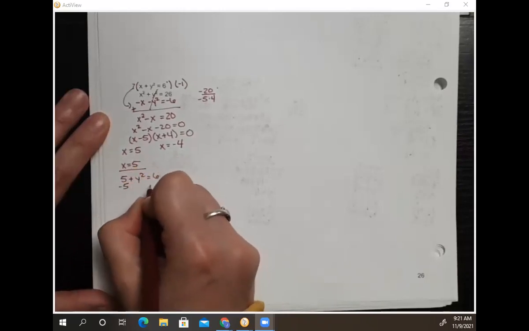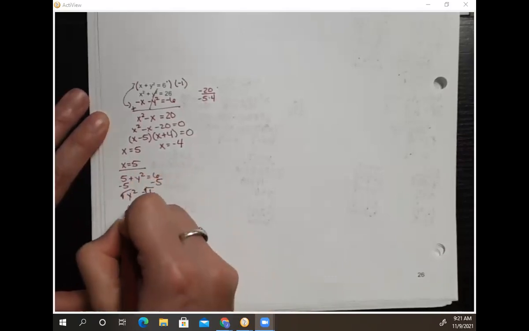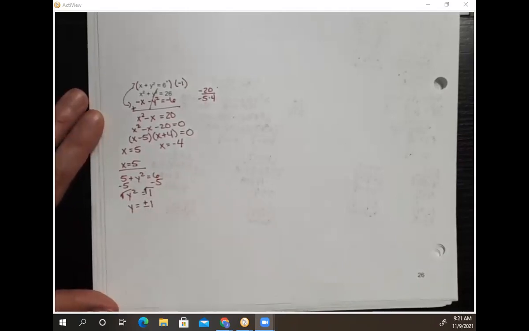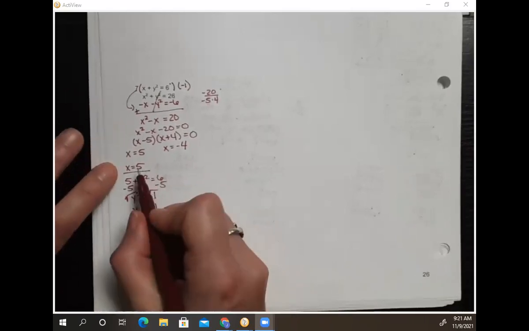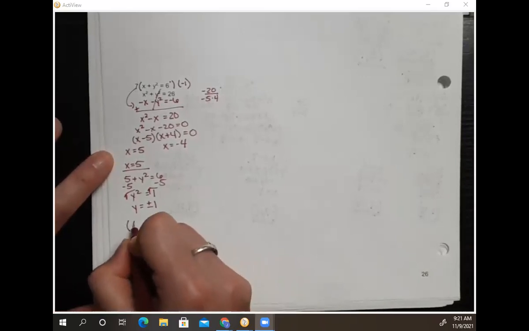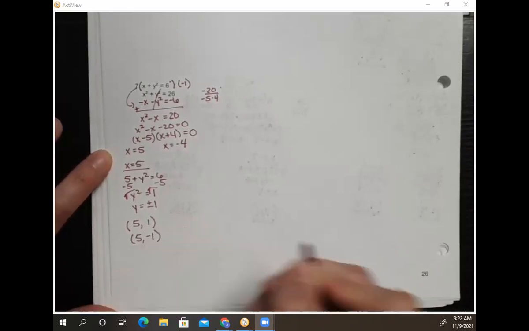Move my 5 to the other side. I get y squared equals 1. And now to get y by itself, I need to take a square root. So I get y equals, since I'm taking a square root, plus or minus, and the square root of 1 is just 1. We saw a problem like this yesterday, I believe, when we went through our initial examples, where when I plugged in a value for a variable, I ended up getting 2 different answers for the other one. So that means that we're going to get 2 points here, (5, 1) and (5, -1).